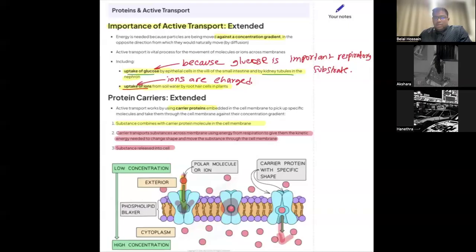And then active transport requires energy to move substances against the concentration gradient. Active transport involves some carrier protein changing shape, so it requires energy from respiration.